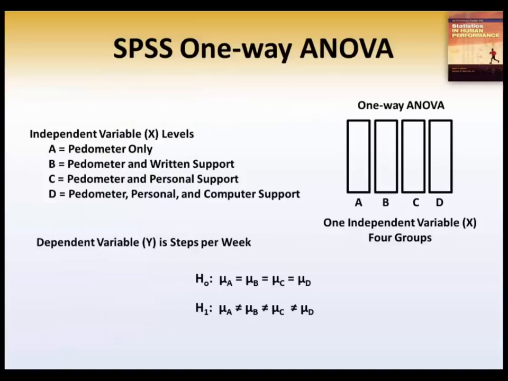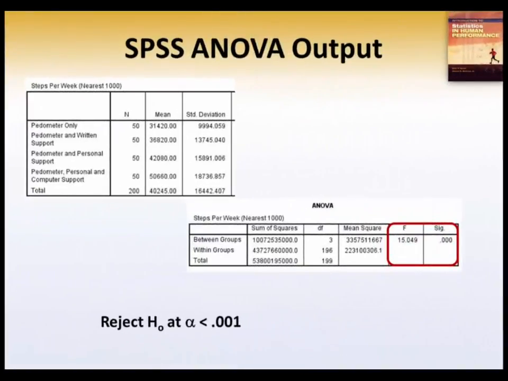For a quick review, we conducted a one-way analysis of variance. We had 4 groups, different amounts of involvement with pedometers, with the idea being that as people engage in different amounts of support, they'll engage in differential amounts of physical activity. Remember, the null hypothesis was that the 4 means were equivalent, and the alternative hypothesis was that they were not equivalent. Here are our results. We found out that those 4 means were significantly different. The F value was 15, probability was less than 0.001, so we rejected the null hypothesis.